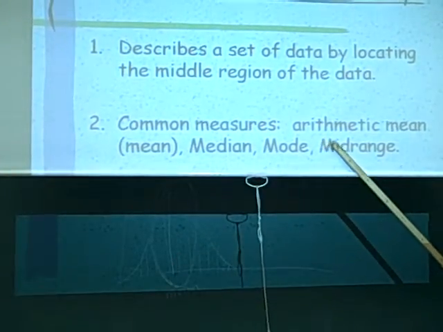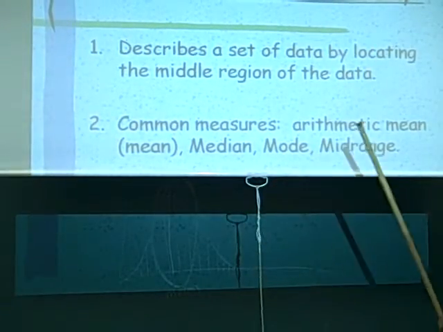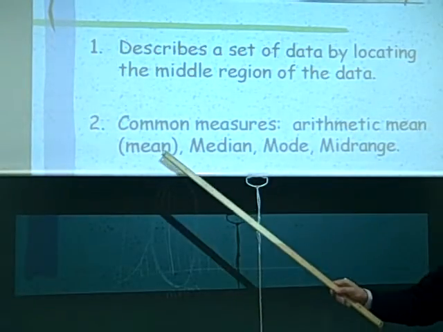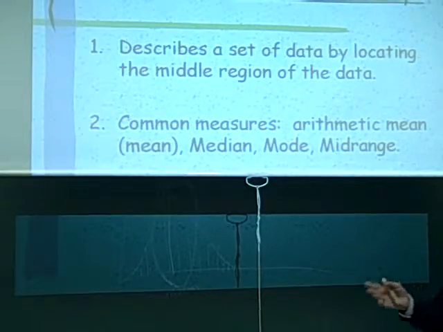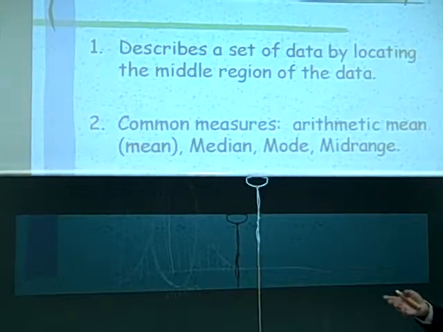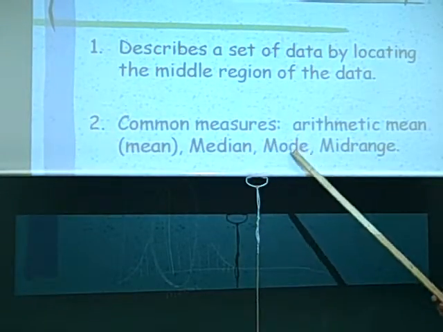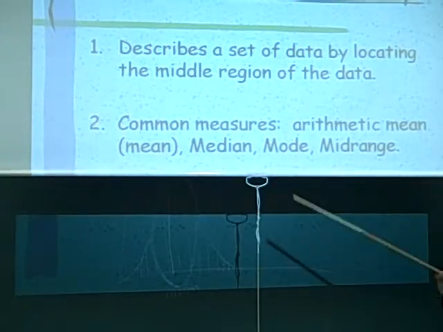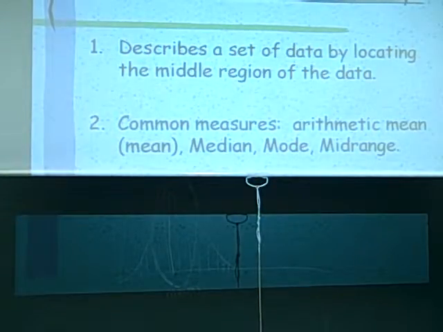Common measures are the arithmetic mean, or just the mean. Normally we think of mean as an average, like your grade average. You add up your grades and you divide by the number of tests that you had, and that's your average. Well, that's your test mean. There's also a median, mode, and midrange, and those are also measures of our central region, or measures of central tendency.